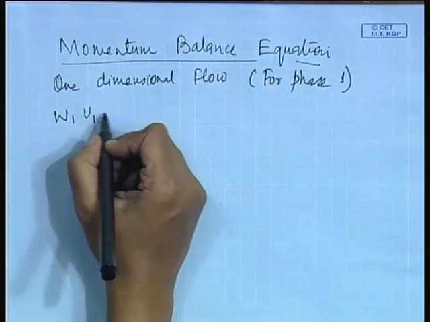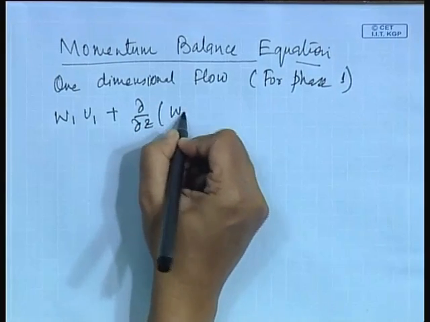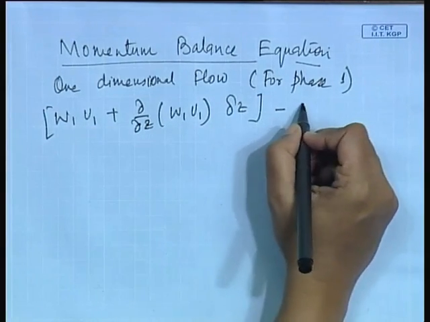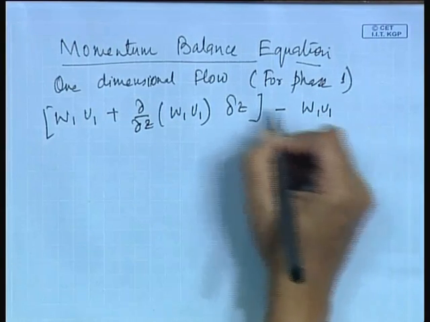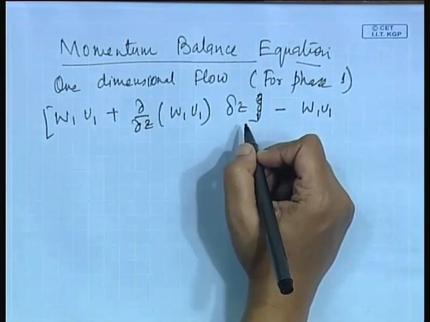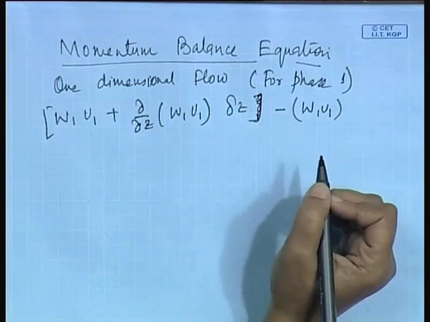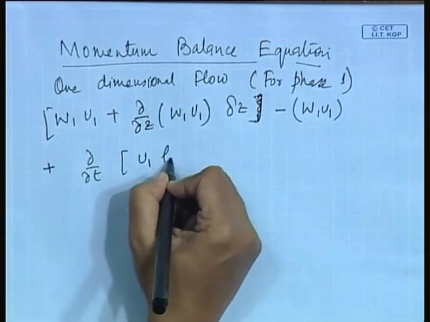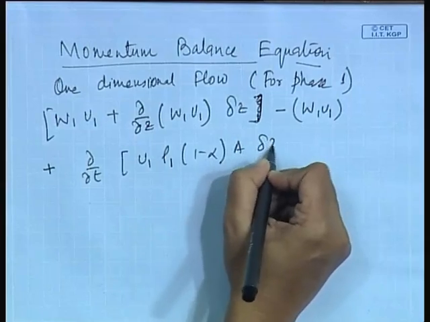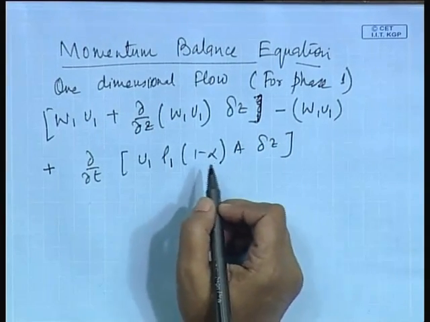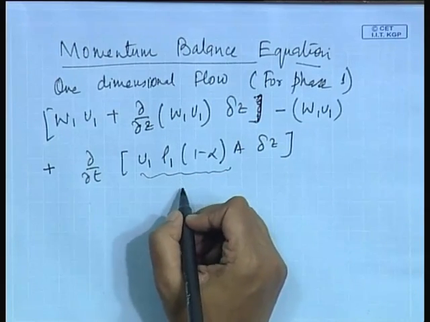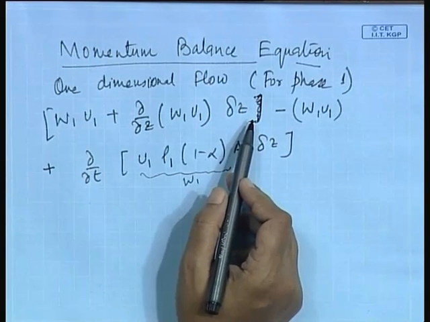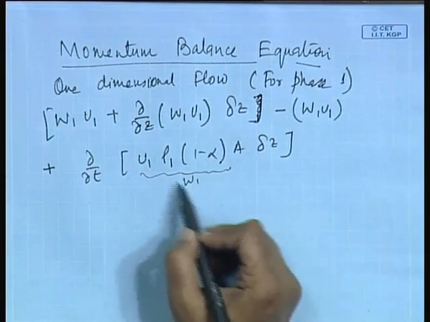So, this is W1 U1 plus ∂/∂z of (W1 U1) into delta z. Agreed? Minus W1 U1, plus ∂/∂t of U1 rho 1 (1 minus alpha) A delta z, but this is nothing but W1, this part is W1. So this is the rate of momentum outflow minus the rate of momentum inflow plus the rate of momentum storage here.